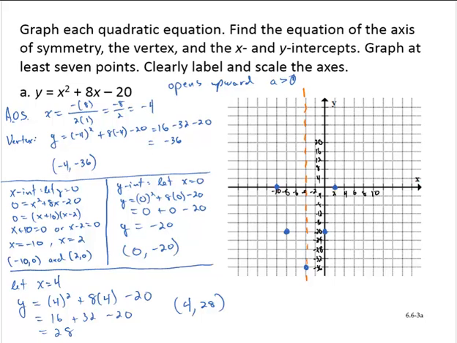So let's see, 20, 24, 28. So I have the point 4, 28, and then by symmetry, I would also have negative 12, 28. And so there are 7 points on the curve, and I'll draw the parabola that smoothly passes through those points. Now, sort of smoothly at least.